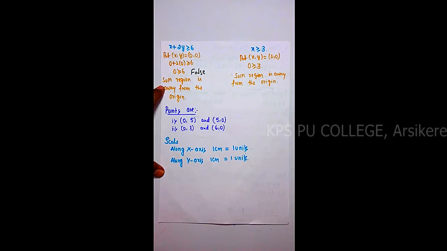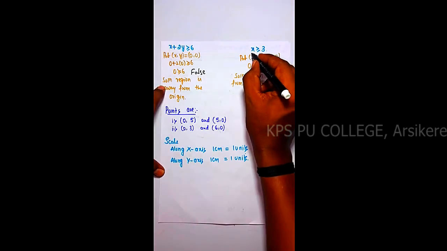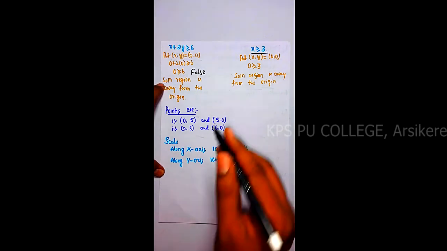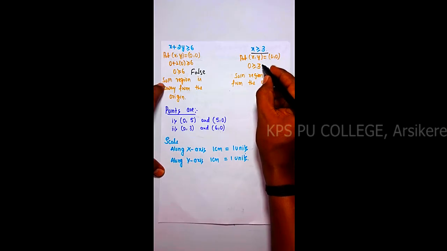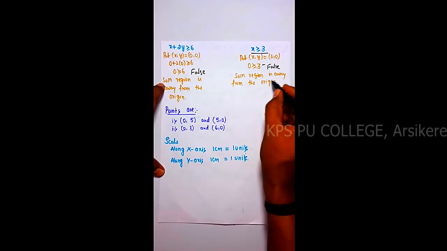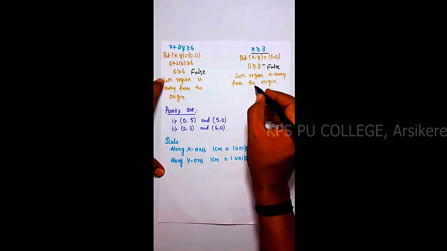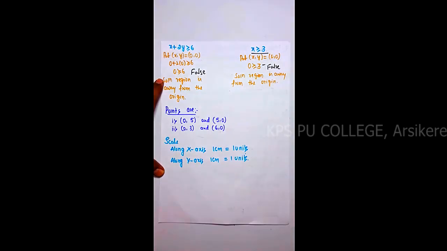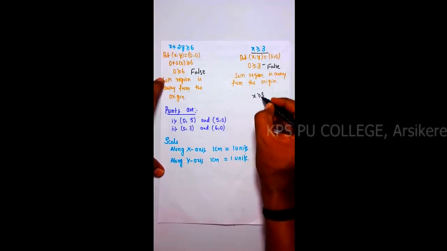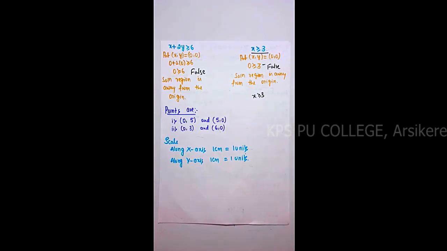Clear? Okay, next, observe x greater than or equal to 3. Substitute x comma y is equal to 0 comma 0: 0 greater than or equal to 3. It means it is a false statement. The solution region is away from the origin. Or you can say it another way: x greater than or equal to 3 means the solution region is to the right of the line x is equal to 3.